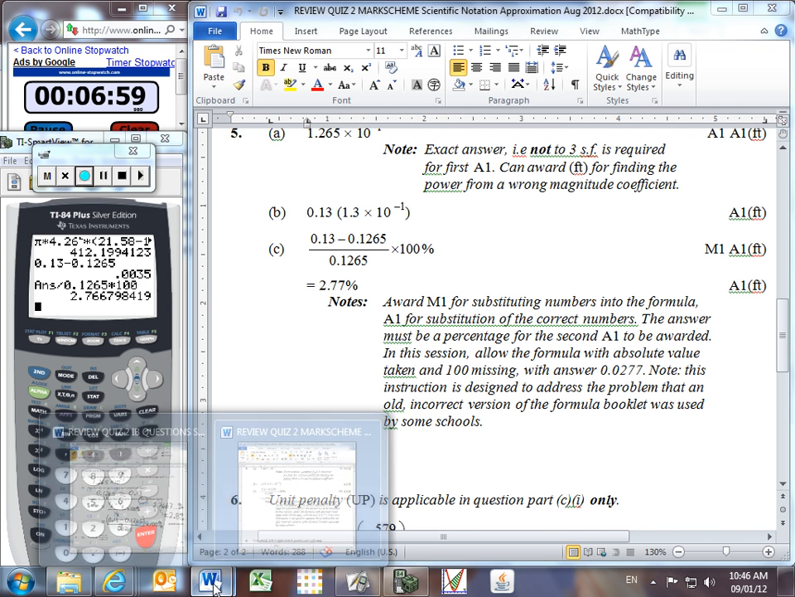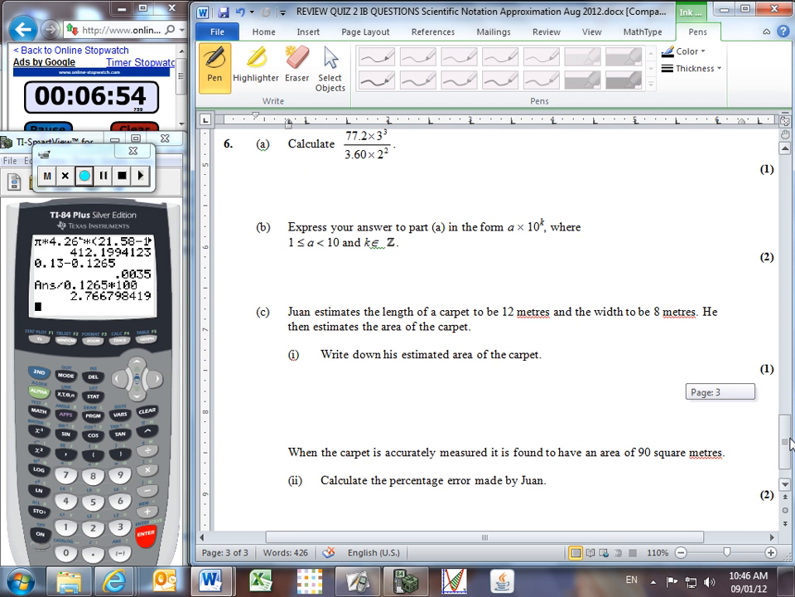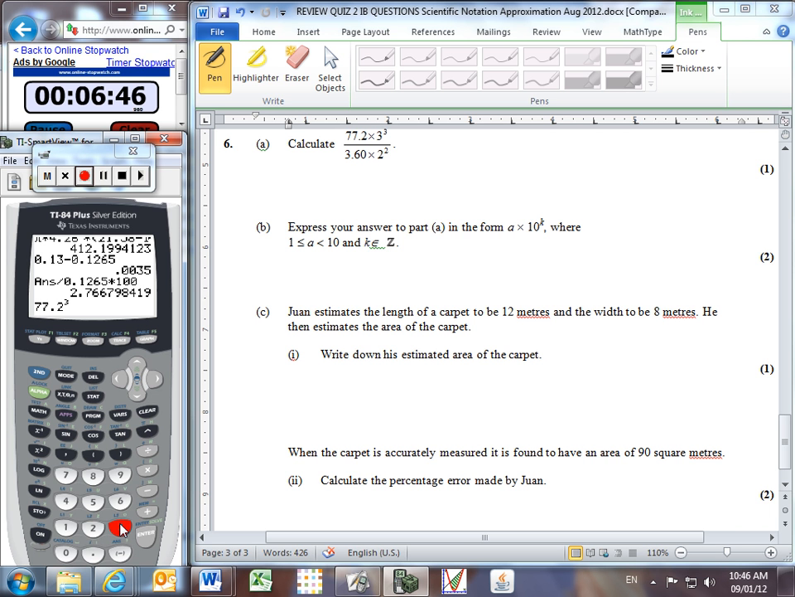And our last question in this review is number 6. So we need to calculate 77.2 cubed. Oh, that's not true, sorry. We need to multiply. Oh darn, I've made a mess of it. Let's just clear the whole entry. Start again. 77.2 times 3 cubed, so 3 to the power of 3. And if you've got the new operating system, you will need to press the right cursor key in order to get out of the exponent.